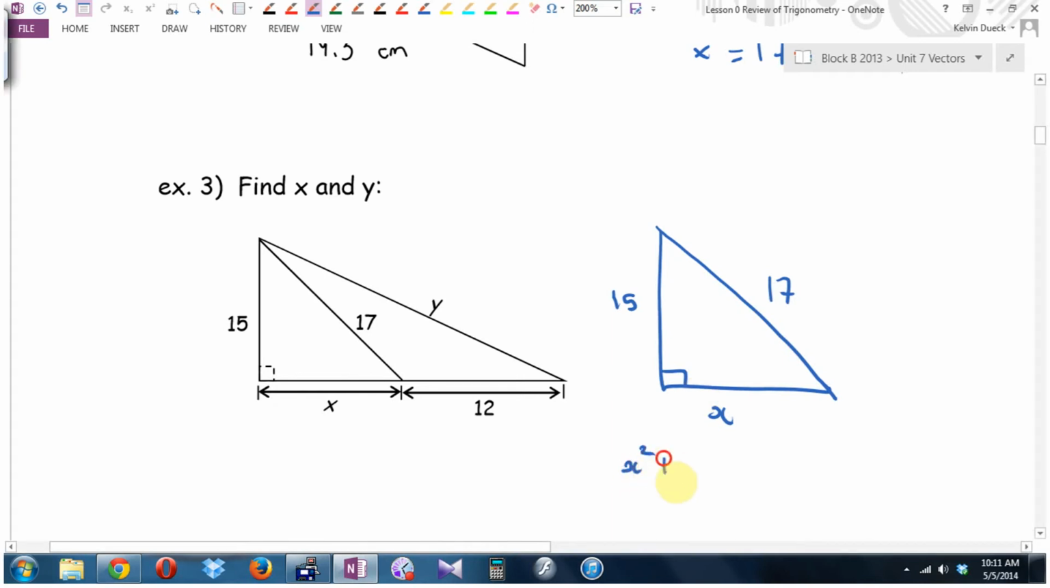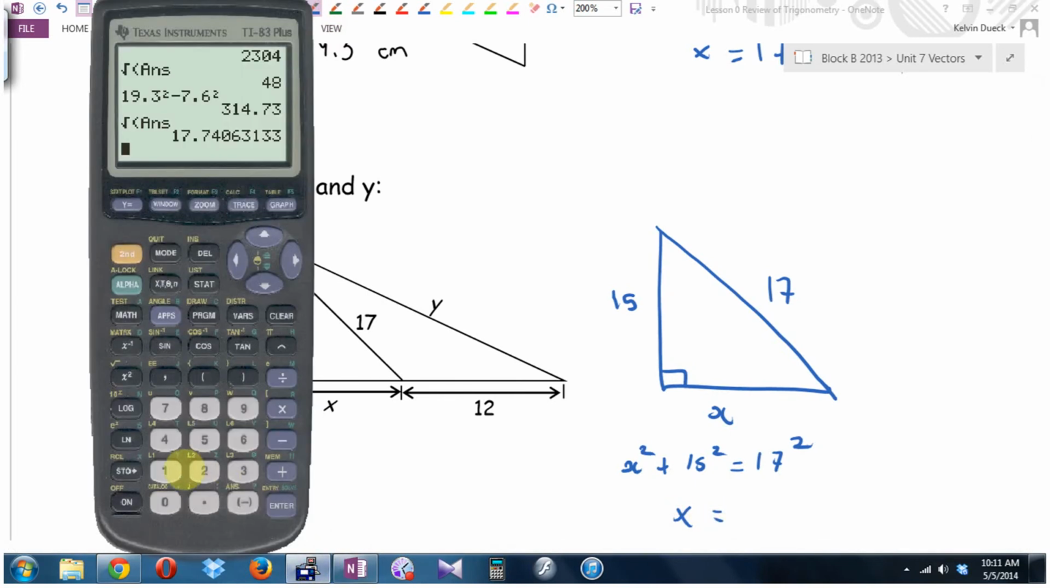X squared plus 15 squared equals 17 squared. To get the x squared by itself, what's sitting right here, Jake, my friend? So how will I move it? Minus it, and then hit equals, and then square root. Good, do that. So this one will also work out evenly, I think. You get 8? Yeah? Okay.